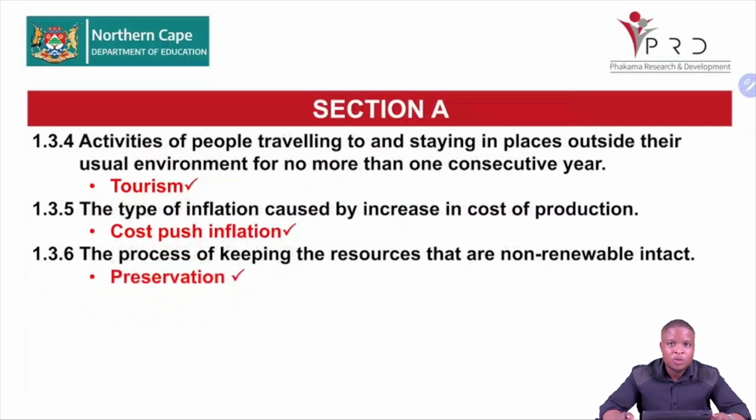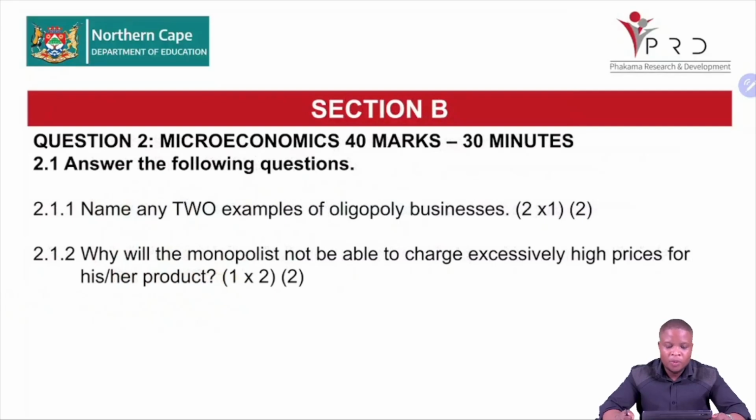Now we are moving to section B. Right, section B, we have 2.1.1, 2.1.2. Let's do 2.1.1 and 2.1.2 together. Name any 2 examples of oligopoly businesses. So you are going to raise your hand and list those 2 examples of oligopoly businesses that you know. Right, we have mentioned a few of them.